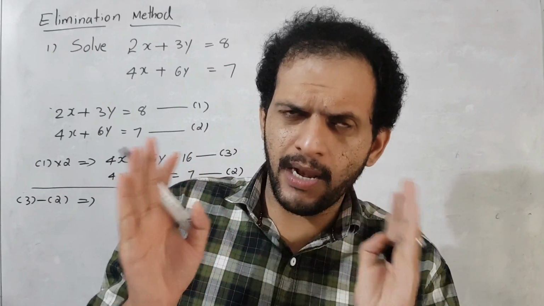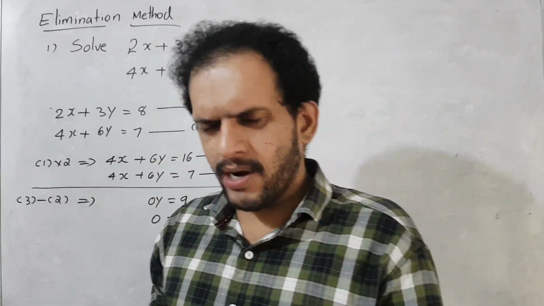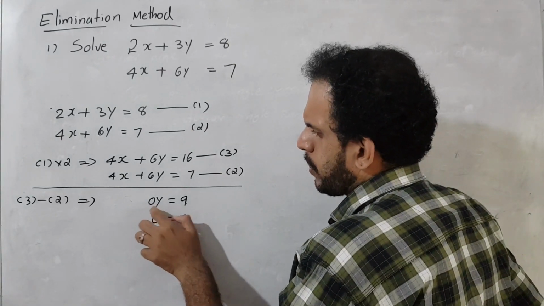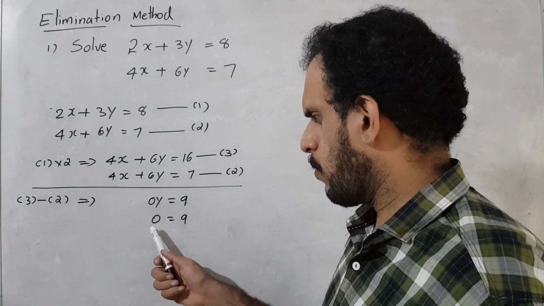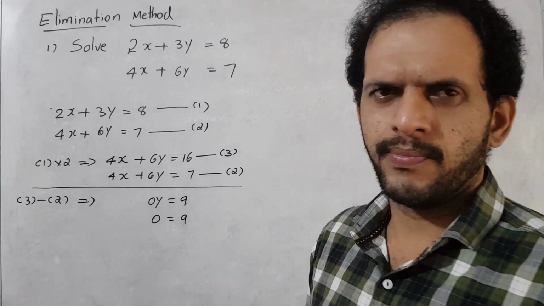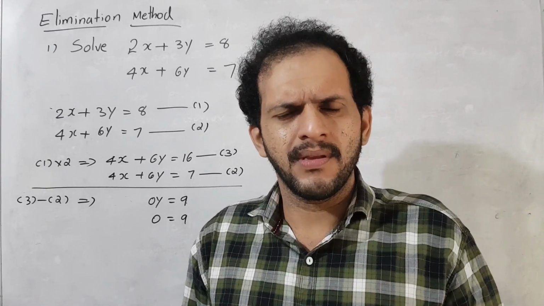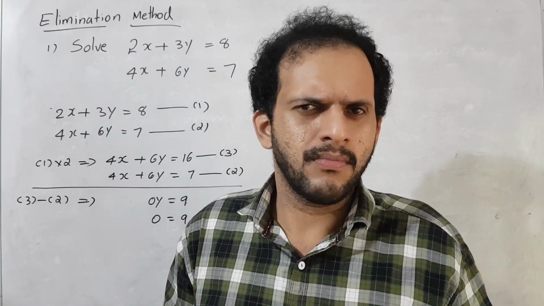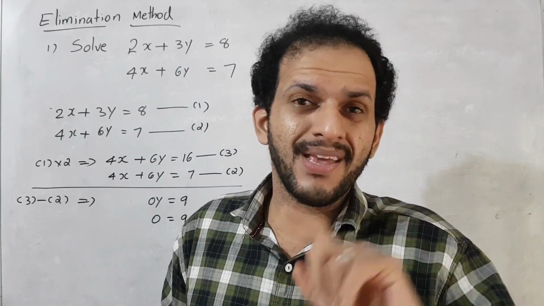We started the elimination method, but here what is the problem? Here we know that 0y means 0 into y. What is 0 into y? That is 0. Then 0 is equal to 9. Is this correct? 0 is equal to 9? No. 0 is not equal to 9.